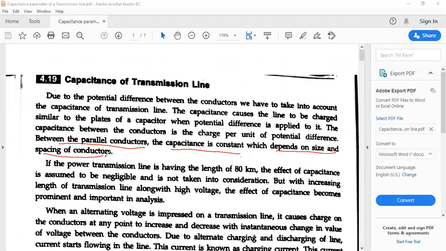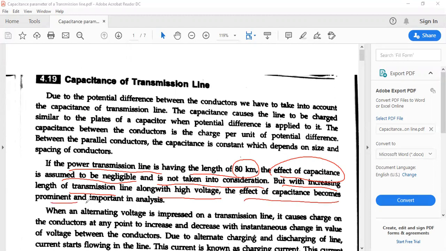Next, generally you can analyze that if the power transmission line has a length of 80 kilometers, the effect of capacitance is assumed to be negligible and is not taken into consideration. But with the increase in the line length of the transmission line, along with higher voltage levels, the effect of capacitance becomes prominent and important for analysis.